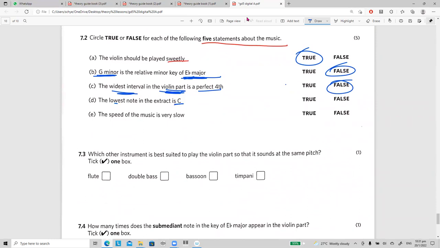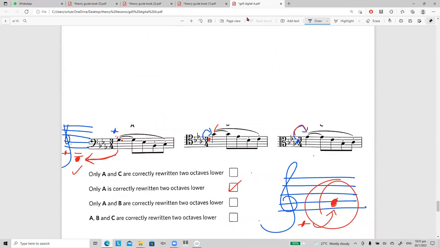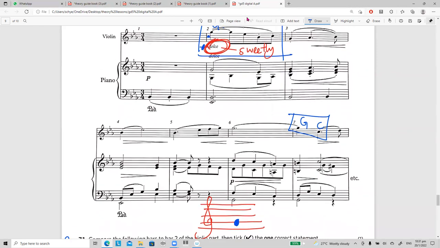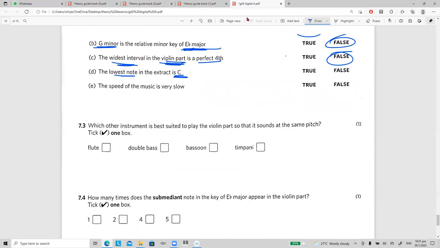The lowest note, let's look for the lowest note. They say it's a C. Let's look at the bass clef. In the bass clef, the lowest note should be this, but this is not C. This is E flat. Okay, it has a flat. So this is also false.